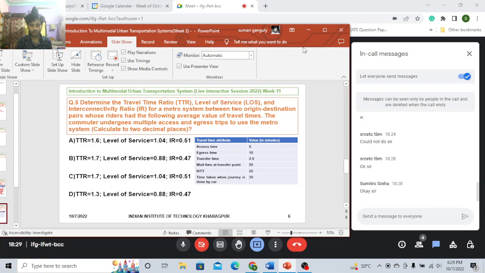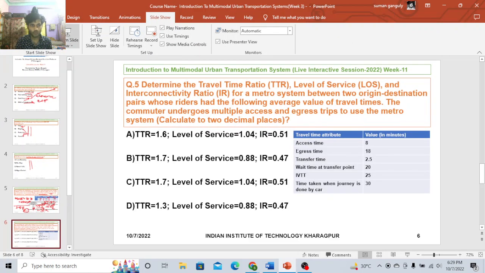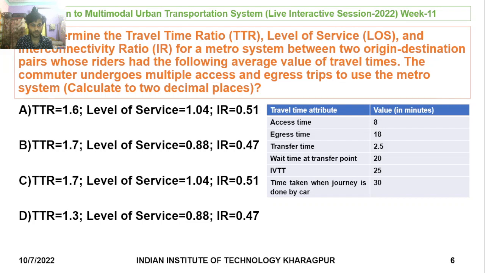So this is the next one. This is also a numerical one. Determine the travel time ratio, level of service, as well as the interconnectivity ratio for a metro system between two origin destination pairs, whose riders had the following average values of travel times. So you have this data.